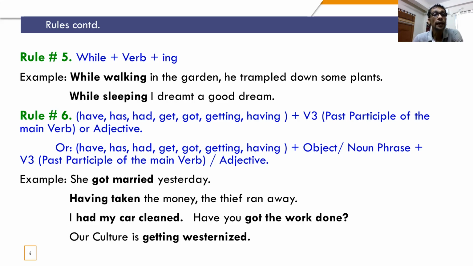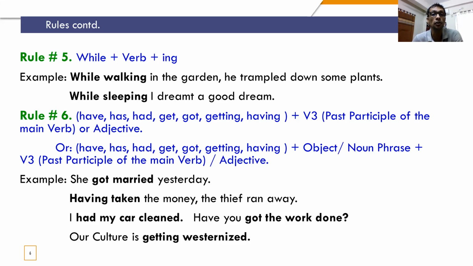So look at the sentence. She got married yesterday. Having taken the money, the thief ran away. So having plus taken, got plus married. I had my car cleaned. Have you got the work done? And the last example, our culture is getting westernized. So when you use have, has, had, get, got, getting, or having, you must use an object or noun phrase. And after that, you have to use the past participle of the main verb, V3, or an adjective. Look at the last example. Our culture is getting westernized.